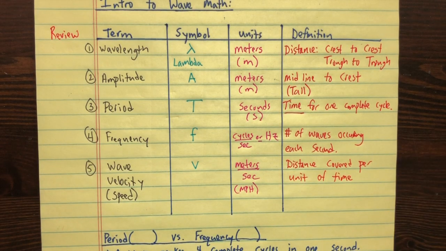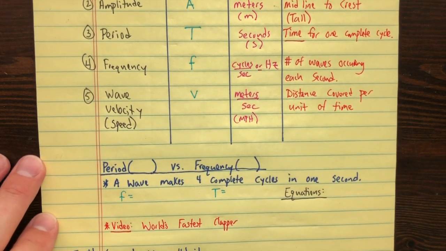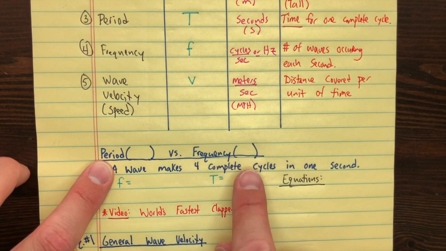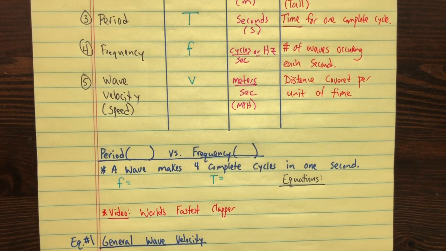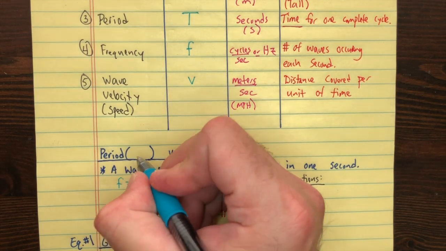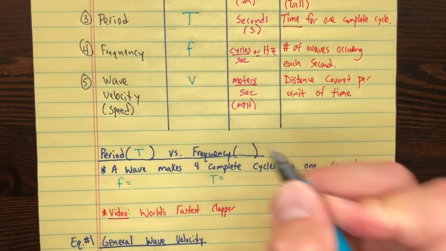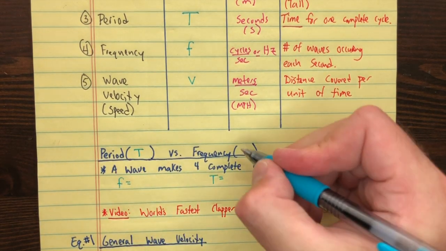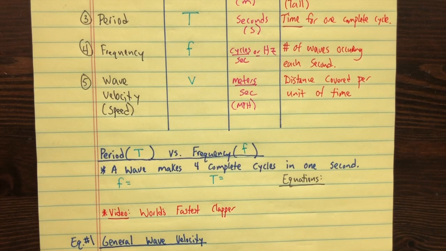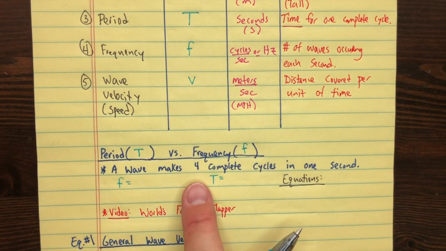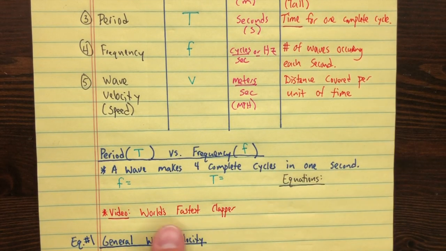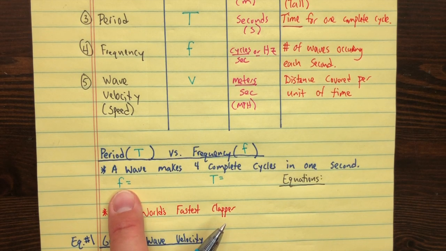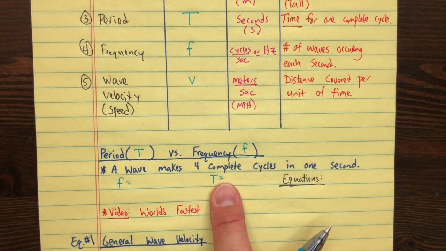All right, there's a quick, really fast review of our terms. If that was too quick, again, just hit pause. The big deal today, we're gonna write down period versus frequency. So I left the parentheses there because the symbol for period is an uppercase T, and I just wanted to remind myself of that. That's how long it takes for a wave cycle to happen or occur. And then frequency is a lowercase f, and that's the number of waves occurring. So it says, a wave makes 4 complete cycles in 1 second. And then my question is, what would the wave's frequency be? What would that wave's period be?